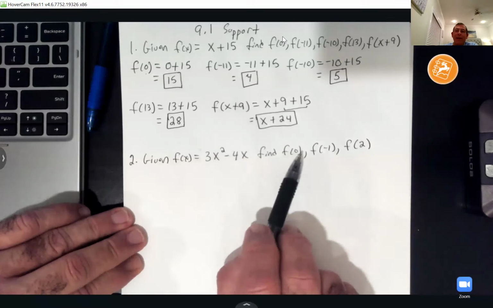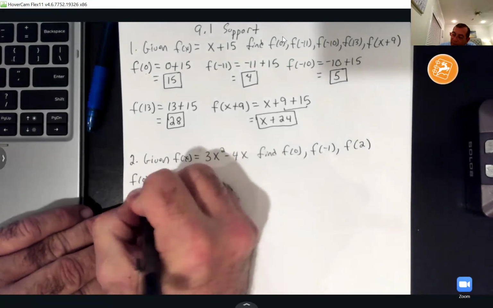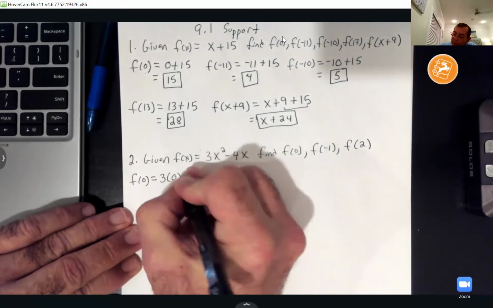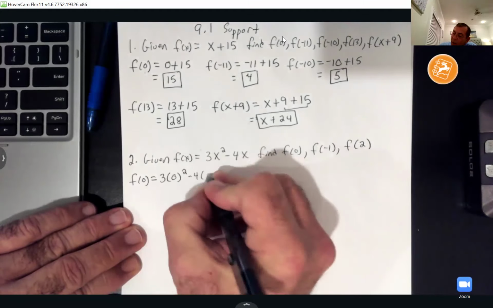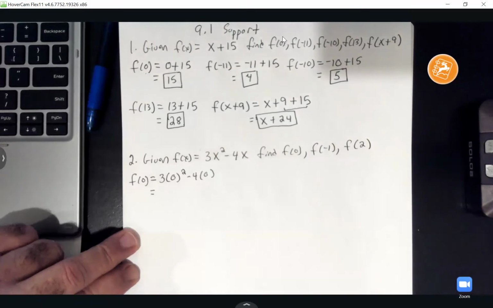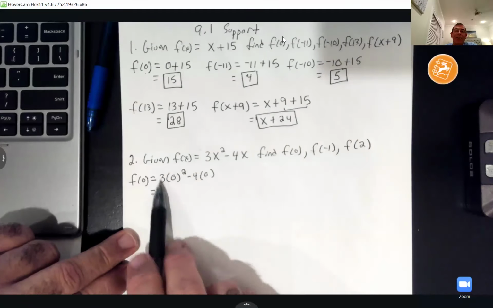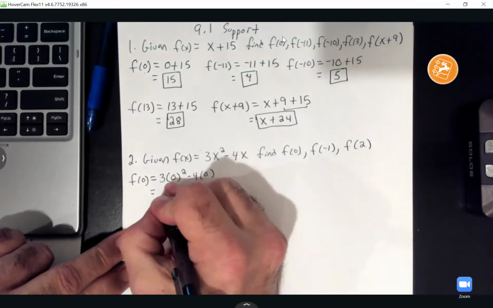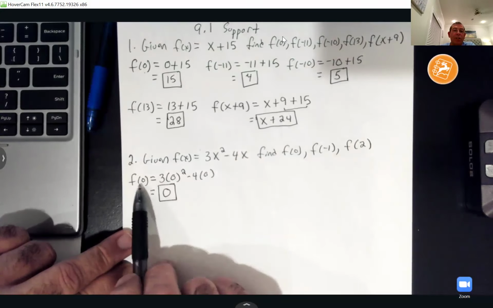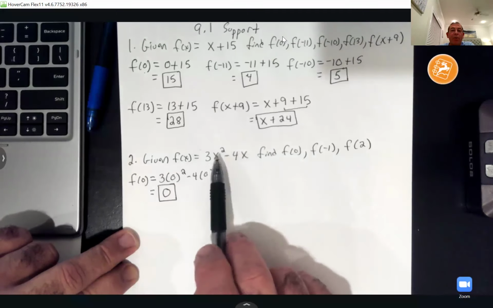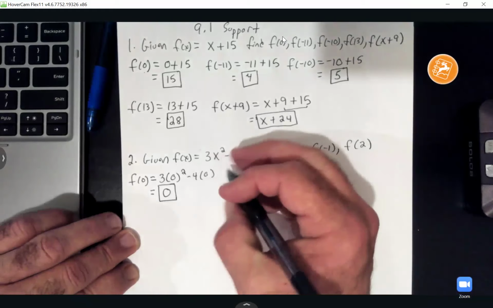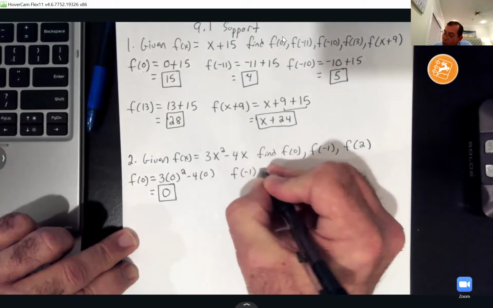So let's start with f of 0. Well, y'all, that'll be 3 times 0 squared minus 4 times 0. We already got a lot of zeros here. So that's going to be a big 0, right? Because the 0 cancels everything. So check this out. If you're finding f of 0 and you got a variable in every one of the terms, it's always going to be 0, okay?